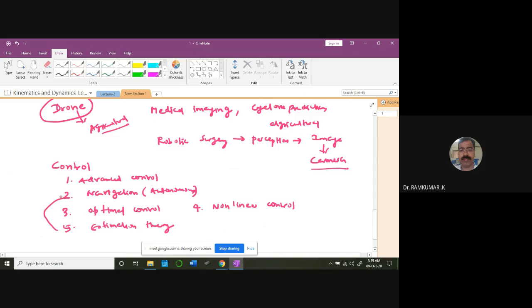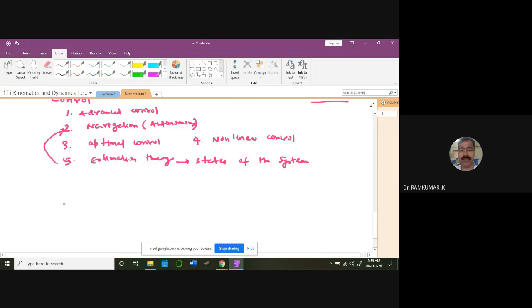Estimation theory is heavily connected to navigation. You will be estimating the states of the system. You have got reinforcement learning for control. In fact, reinforcement learning is one kind of machine learning, so naturally it is connected to CSE, but we are going to use it for control applications, reinforcement learning and control.